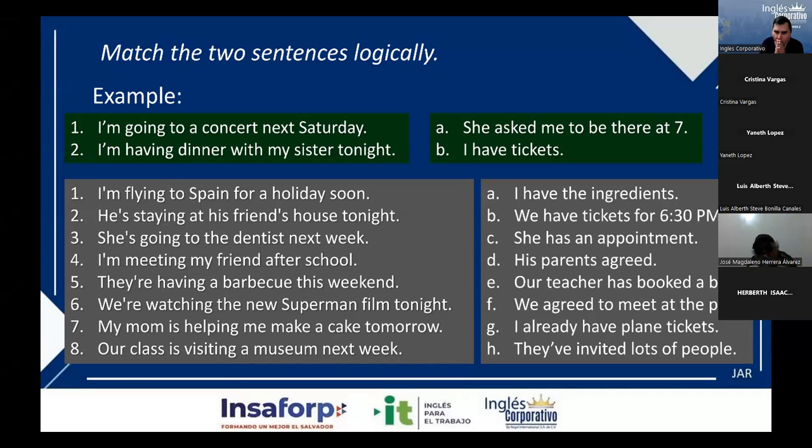Yes, we're watching the new Superman film tonight. We have tickets for 6:30 p.m. Sería la vez. Yes. Seven, my mom is helping me make a cake tomorrow. I have the ingredients. Letter A. And the last one, eight, our class is visiting a museum next week.